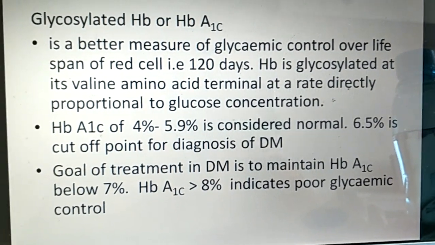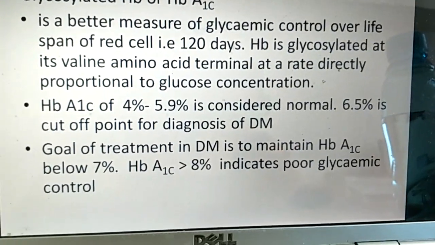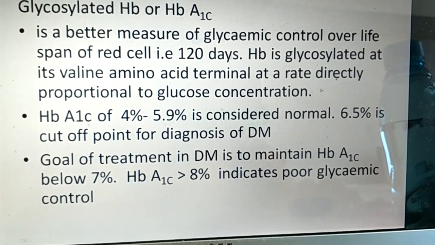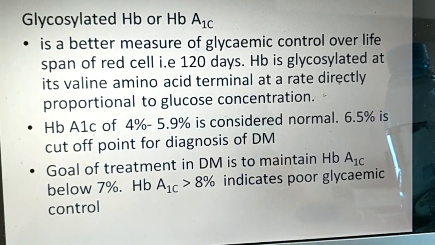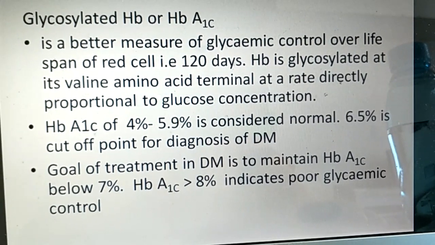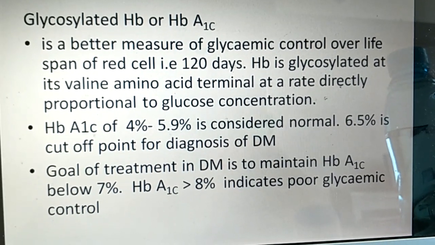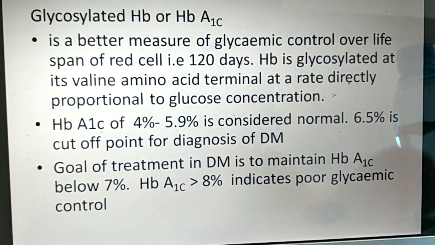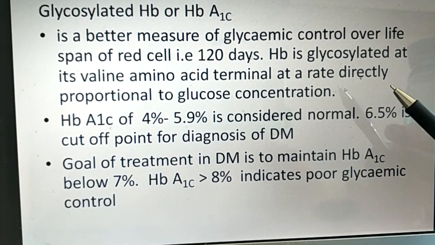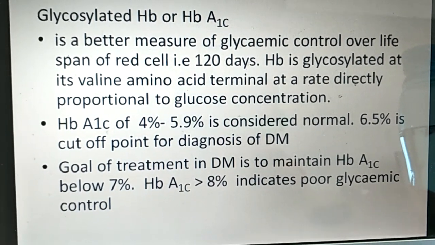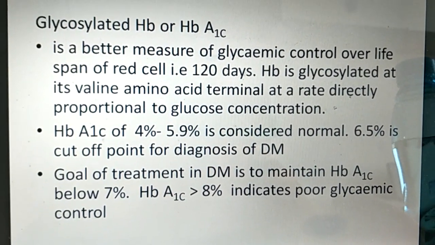So glycated hemoglobin is used for diagnosis as well as to see the glycemic control in a proven case of diabetes, whether his glycemic control is good or poor. So for the diagnosis, HbA1c of 6.5% and blood glucose levels of 126 milligrams per deciliter give us the diagnosis of diabetes.